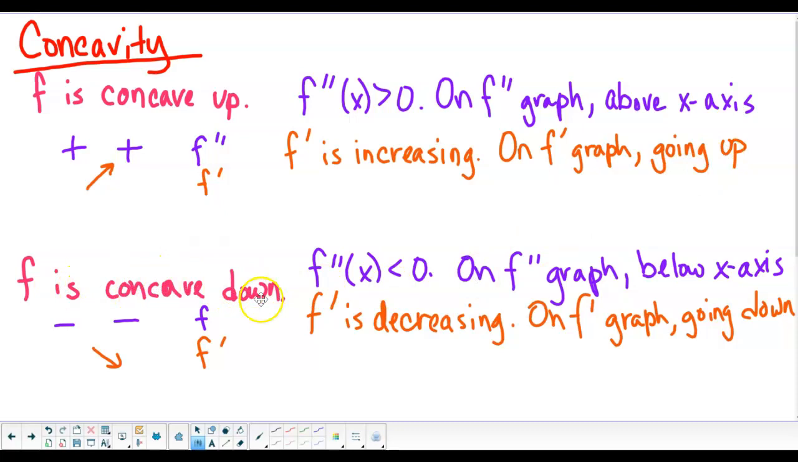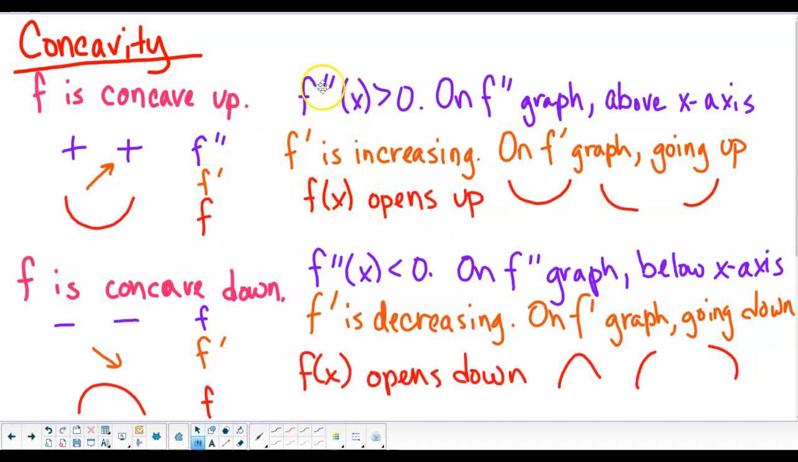If f is concave down, then f prime is decreasing. And on the f prime graph, that means the points would be going downward. So think positive slopes to negative slopes. Well, what does that mean about the original function? If these were all true, f of x opens upwards for concave up. If it's concave down, f of x opens downward.